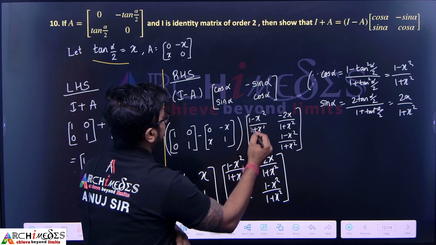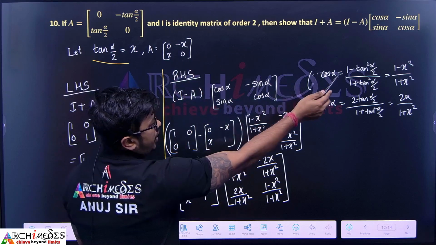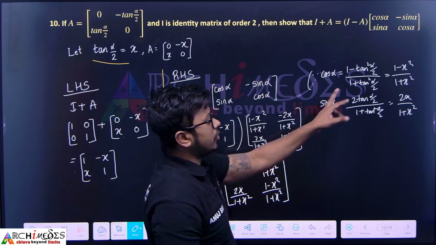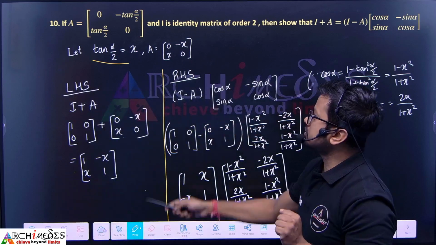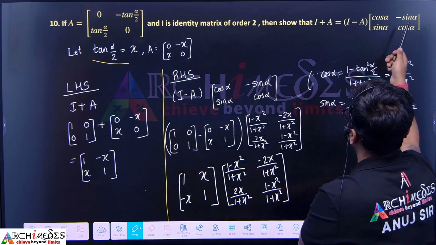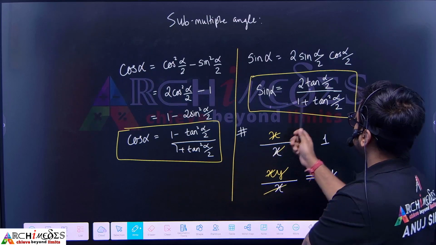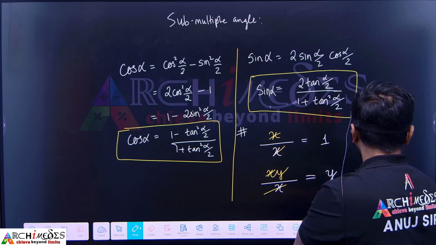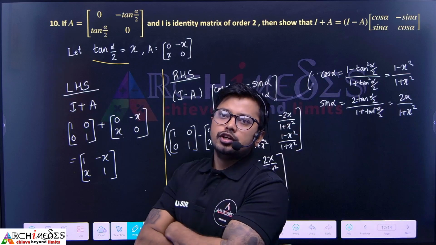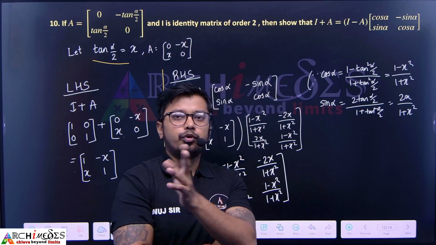I'm just putting the respective values: I as this one, A as this one, and for cos alpha I'm using that formula. Why am I using this formula? Because our LHS part is in tan alpha by 2, whereas the RHS I'm also converting into tan alpha by 2 using these two formulas. Since this is a proof, definitely the LHS and the RHS are matched. Both are matched.